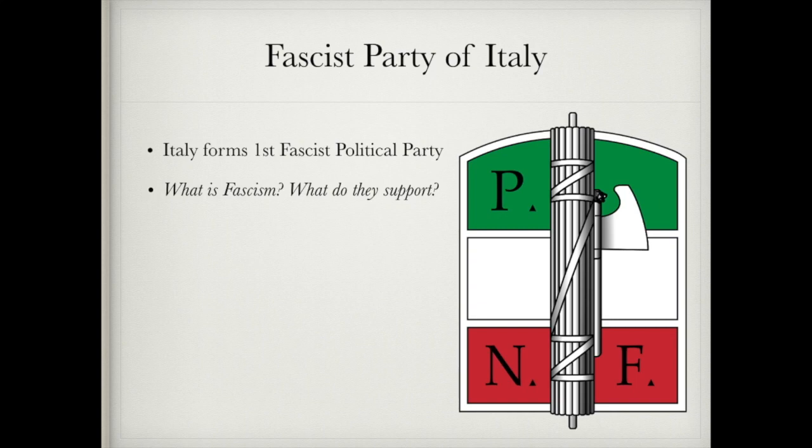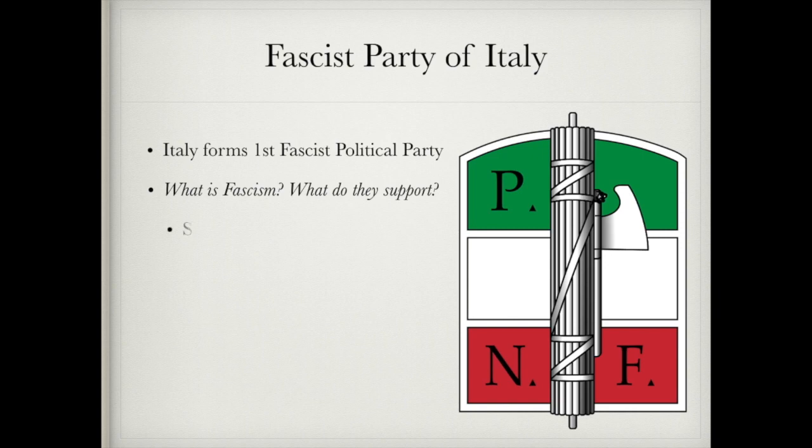Okay, so what is fascism? What do they support? Here we have the logo for the fascist party in Italy. Fascism is an Italian word. It goes back to an old Roman weapon, a fasci, which we see right there. We see a bundle of sticks bound together with a blade attached to it. And the idea is that we are stronger bound together than just one stick with a blade. You're much more powerful with a bundle of sticks bound together with that blade than just one simple stick with a blade.